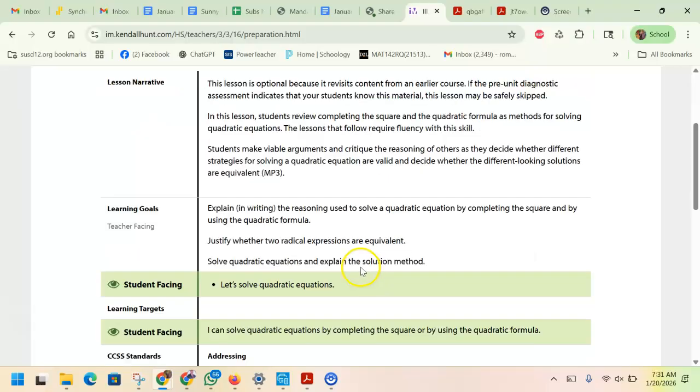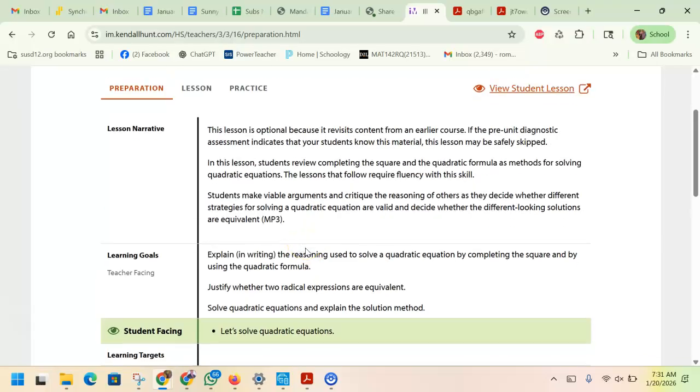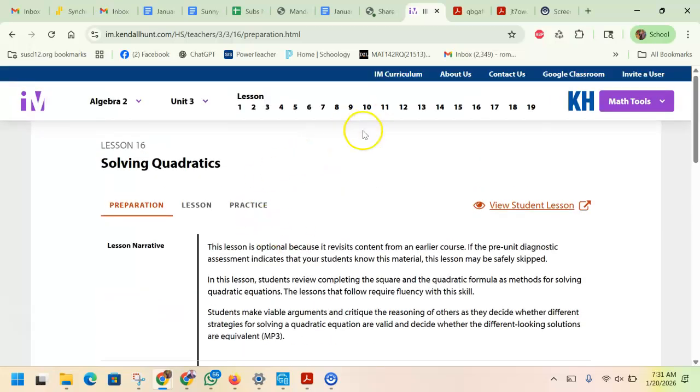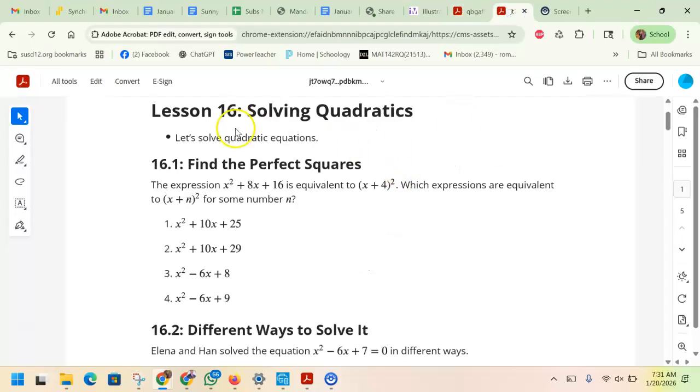Solving quadratics. Let's solve quadratic equations. Our student target is: I can solve quadratic equations by the completing the square method or by using the quadratic formula. I'm going to go straight to the student task, that is, solve quadratics.